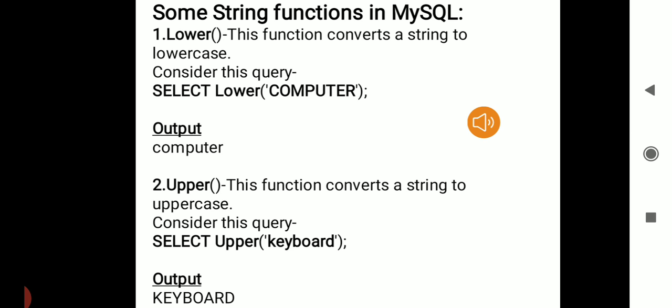Now consider the query at the bottom of the slide. The query is select upper of keyboard followed by semicolon. All the letters of the word keyboard are small. So the function upper of keyboard converts the letters into capital. That's why in the output below you can see the word keyboard in capital.